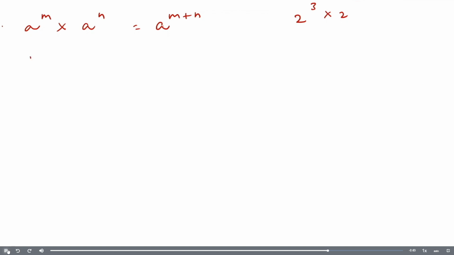Next property is a to the power m divided by a to the power n. This you can write as a to the power m minus n. If you have 2 to the power 3 divided by 2 to the power 1, this you can write as 2 to the power 3 minus 1, which is 2 square.